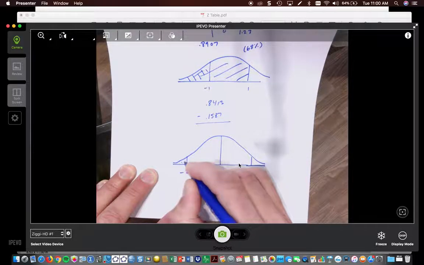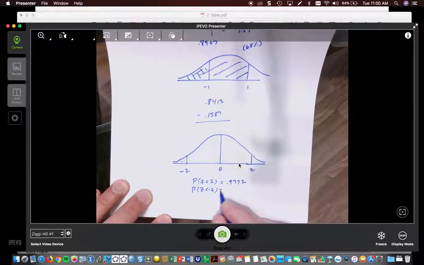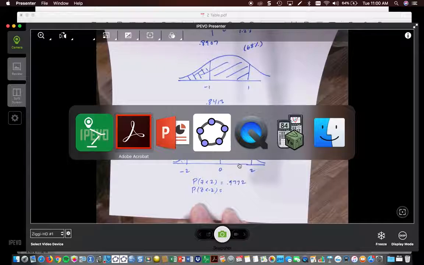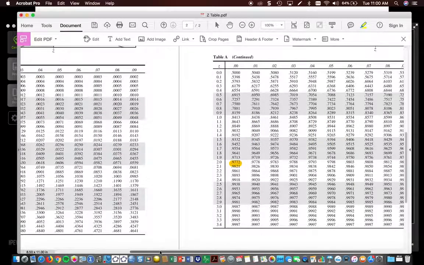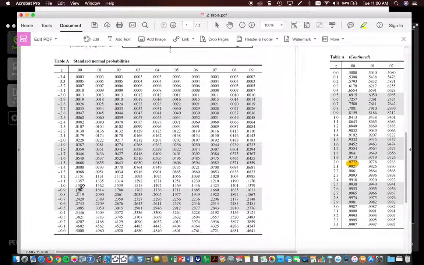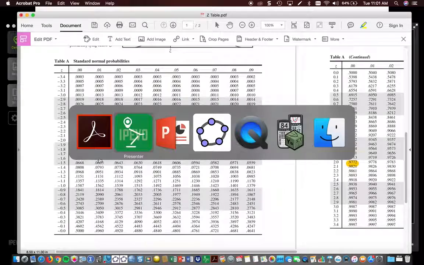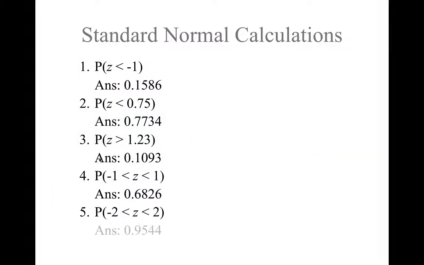That's going to be everything that's in this tail. And so for the probability of being in that tail, we go over to the other half of the table again. We go down to -2, and I find that that proportion is 0.0228. Then we subtract those, and the answer comes up to be about 95%.